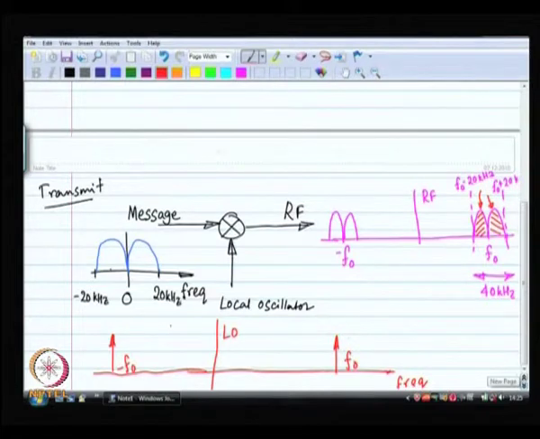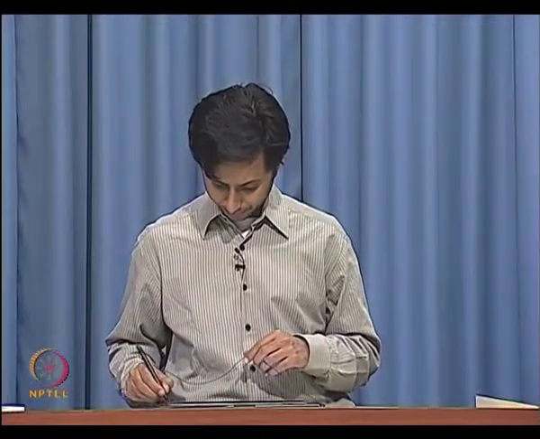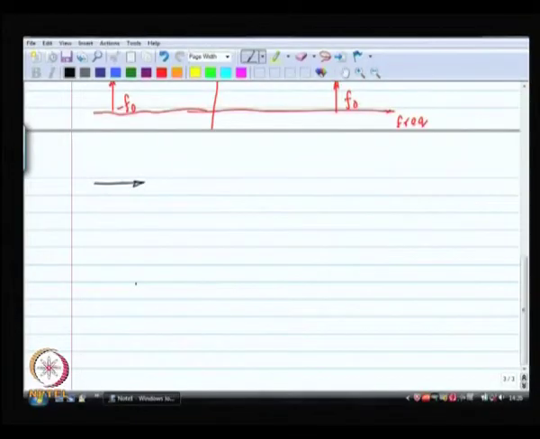Now, it is easy to say let us get rid of one, it is very difficult to actually get rid of one of the two. How do you propose to get rid of one of the two? So, let us think about it in a different way. Let us say that my message is cosine omega m t, omega message t, and let us say that my local oscillator is cosine omega 0 t.